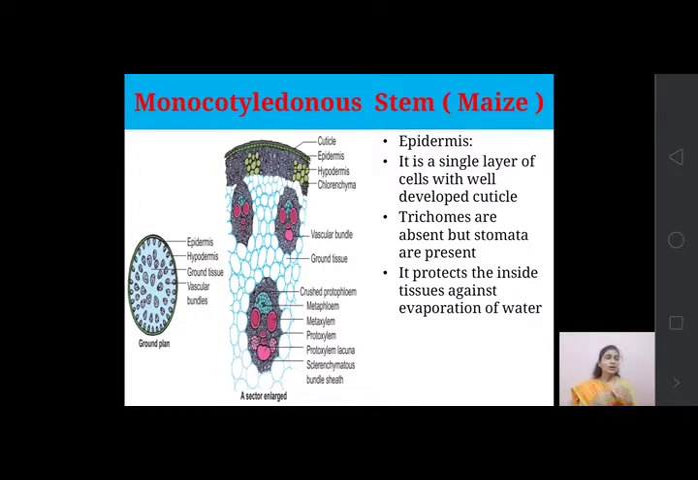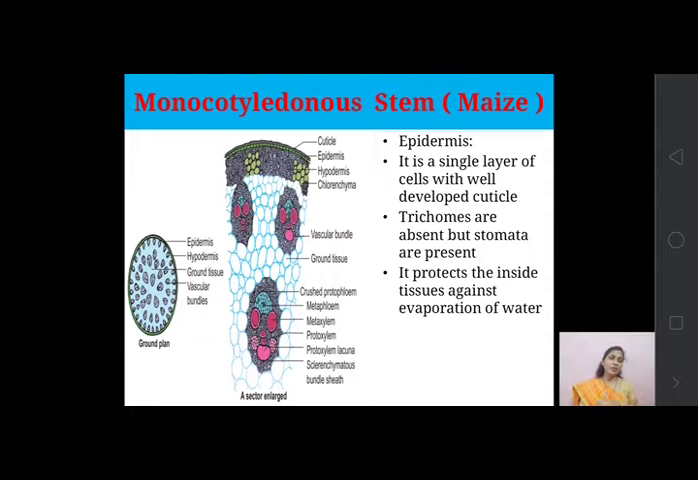Okay, so this cuticle layer and the compactly arranged epidermal layer prevent the loss of water from the internal tissues to the outside. So it protects the inside tissue from this loss. Okay, so the evaporation rate becomes less due to the presence of this compactly arranged epidermis with cuticle. So this is about the epidermis.